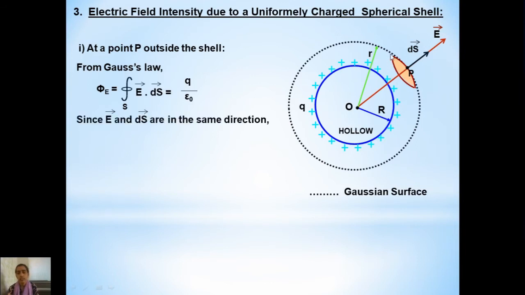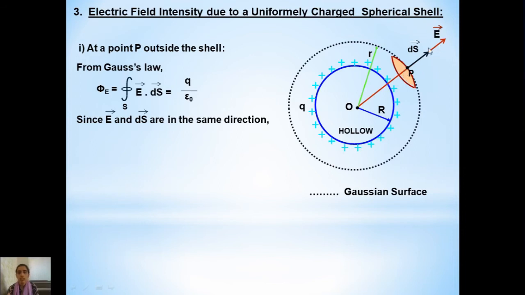To calculate the total electric flux, let us assume that there is a small surface ds at this point P, right? What will be the direction of that area? If you draw a normal, that normal will give you the direction of that area, right? That is represented here as ds. And what about the electric field at this point P? Since it is positively charged, obviously it will be away from the center. That is, it will be acting radially in the outward direction.